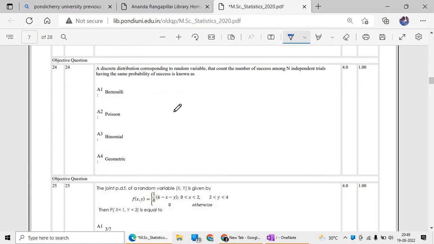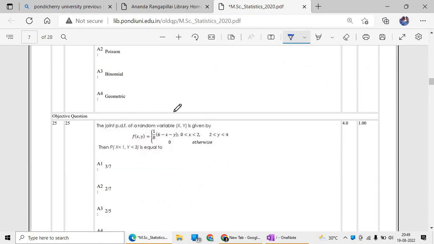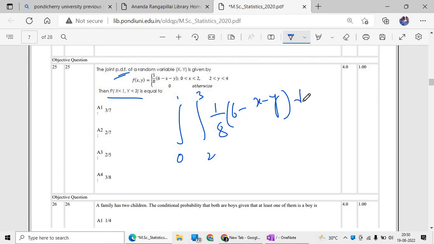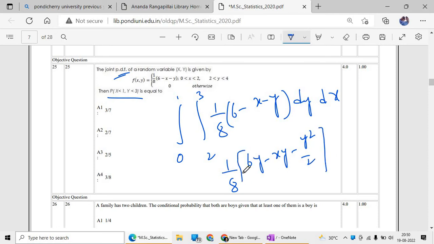Maximum we cover mathematical part questions. See this question, they gave some joint PDF. Now we need to find the probability of x less than 1 and y less than 3. So x is 0 to 1, y is 2 to 3, 1 by 8, 6 minus x minus y. So first dy then dx. So when we do with dy, then we get 1 by 8, 6y minus xy minus y square by 2. Here limits are 2 to 3, then dx is common.